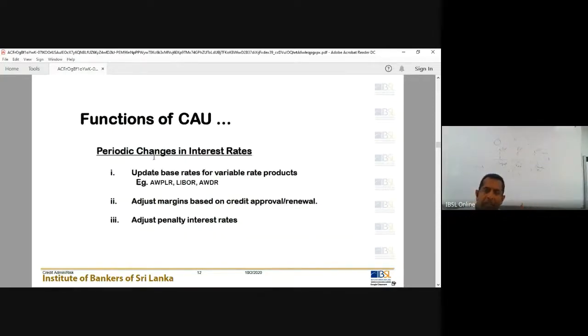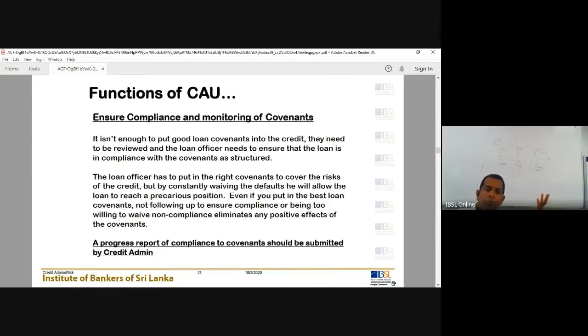Interest rate changes in the system, they have to do. Covenant monitoring is their issue. It is part of their job. Basically, it is the responsibility of CAU and the business line to monitor the covenants.